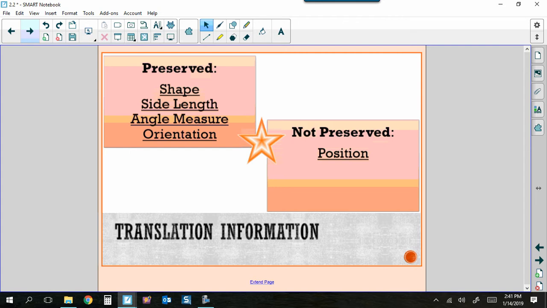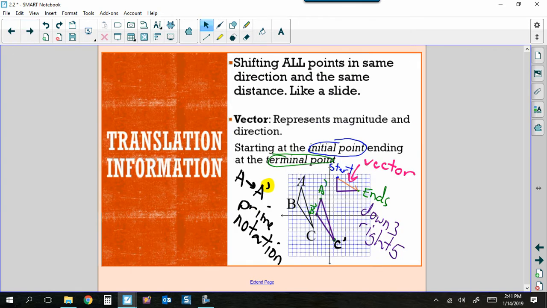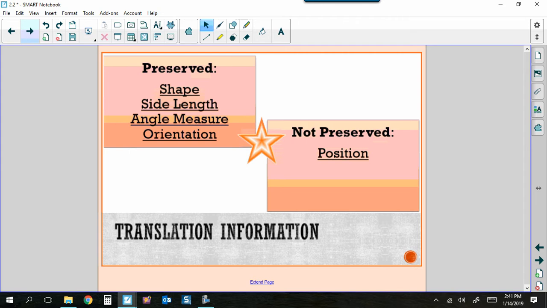The orientation, what we're referring to with orientation, if I go to A and I say this is A, B, C, I'm going around the triangle in a counterclockwise fashion. If I go to my new image, A prime, B prime, C prime, if I go in the same direction around the triangle, it's the same order of letters. So that's what we talk about with orientation. The only thing that has changed or not preserved is where it is. The position of the triangle has moved to a new location.